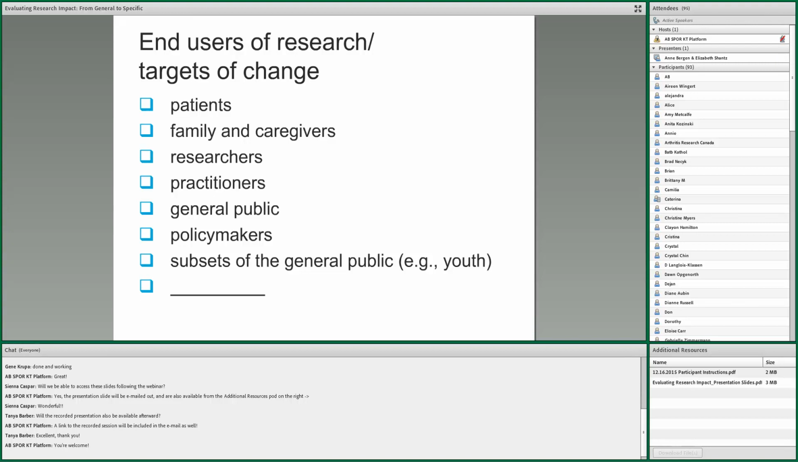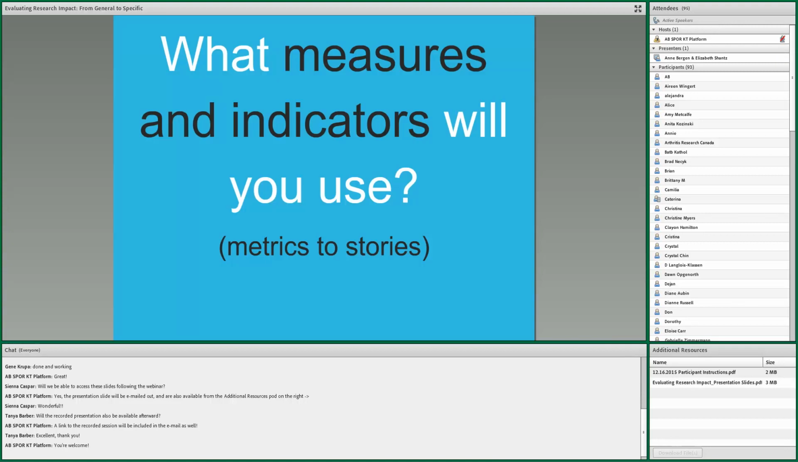So having this defined up front will help you know who to talk to later on when you're actually doing the evaluation. Because the piece here that's really important is that the end users know about the impact of research. The researchers know a little bit, but the end users are the ones who can tell you what's really going on and what difference the research made for them.